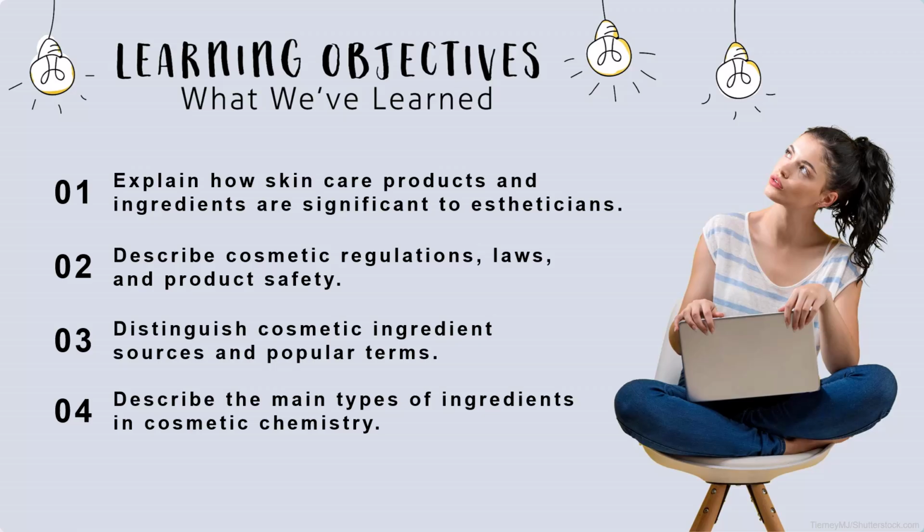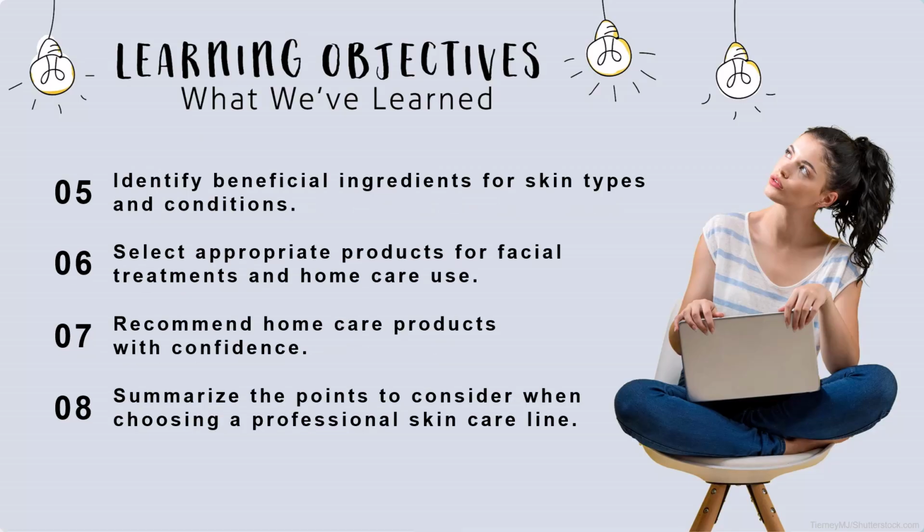So to conclude the learning objectives, or what we learned, we explained how skincare products and ingredients are significant for estheticians, described cosmetic regulations, laws, and product safety. We distinguished cosmetic ingredient sources and popular terms. We described the main types of ingredients in cosmetic chemistry. We identified beneficial ingredients for skin types and conditions. We selected appropriate products for facial treatments and at-home care use, and recommended home care products with confidence. And we also summarized the points to consider when choosing the professional skincare line.